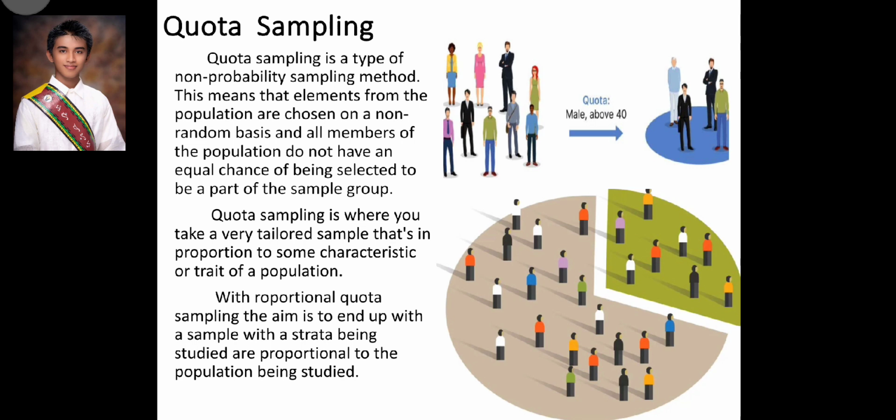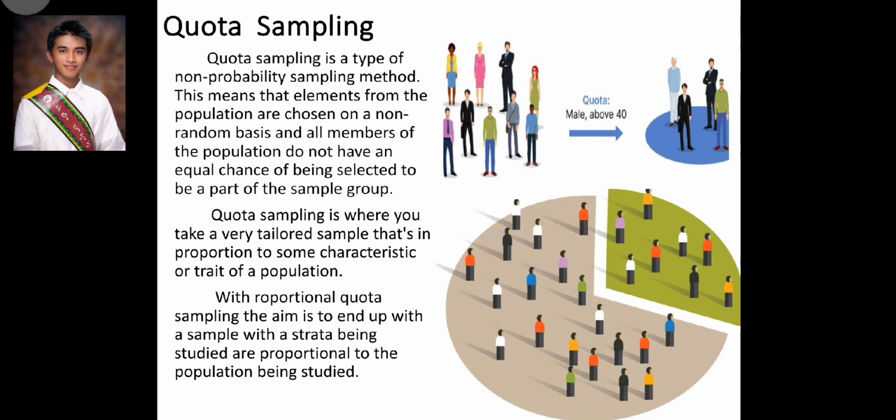With proportional quota sampling, the aim is to end with a sample with the strata being studied that are proportional to the population being studied. So sa quota sampling method, isa siya ka non-probability sampling method. Pasabot lang ni siya na not everyone in the population has the equal chance to be selected.